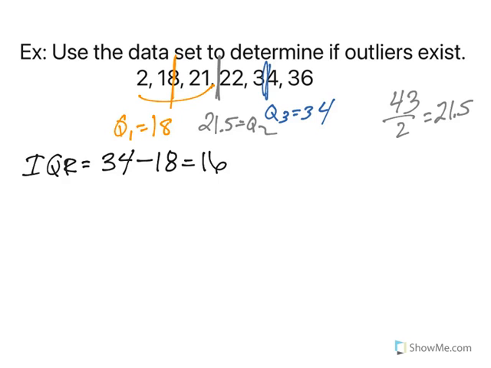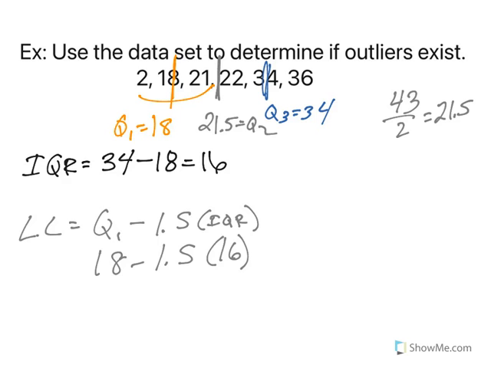So now let's find our lower limit. Our lower limit, as we remember, is Q1 minus 1.5 times the interquartile range. So my Q1 is 18 minus 1.5 times 16. Well, I multiply first. 1.5 times 16 gives us 24. So 18 minus 24 is negative 6. So if a number is negative 6 or lower, that would be an outlier.